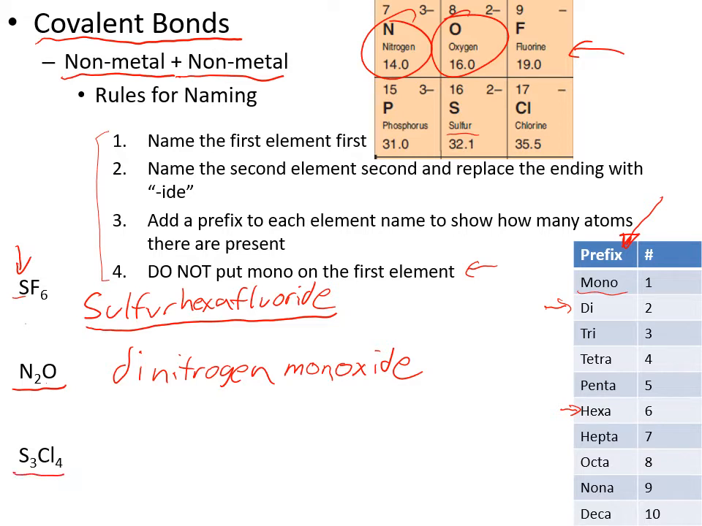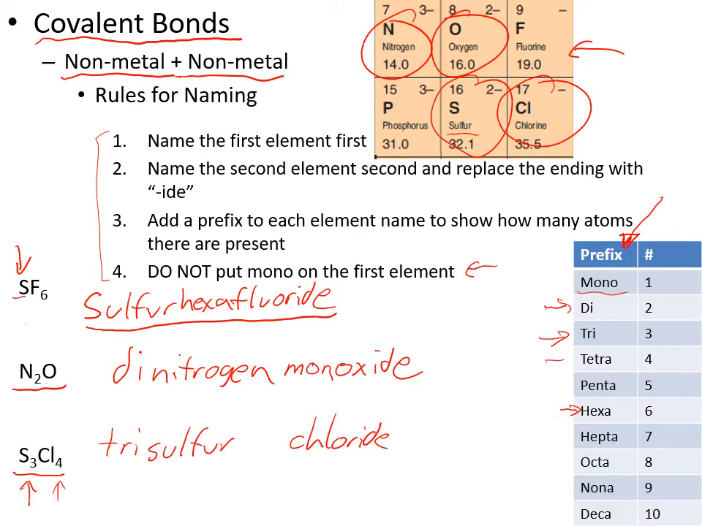Now we'll do the next one. S stands for sulfur, so it's called sulfur. Cl stands for chlorine, and chlorine becomes chloride. There are 3 sulfurs, and 3 is tri, so trisulfur. 4 chlorines, and that becomes tetra, tetrachloride. So trisulfur tetrachloride, and that is the final answer.